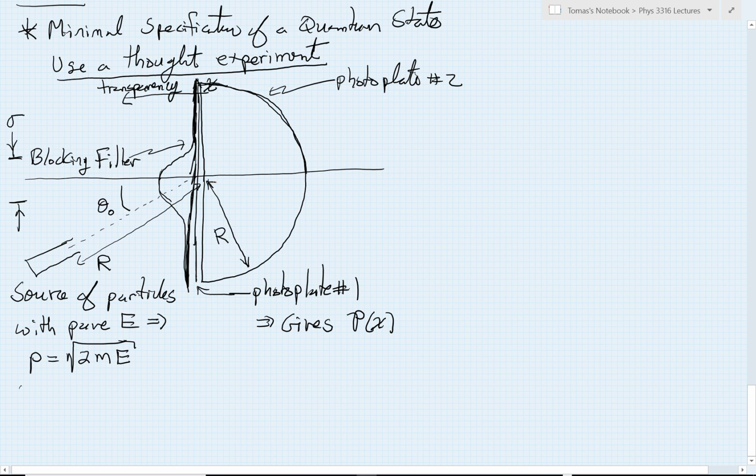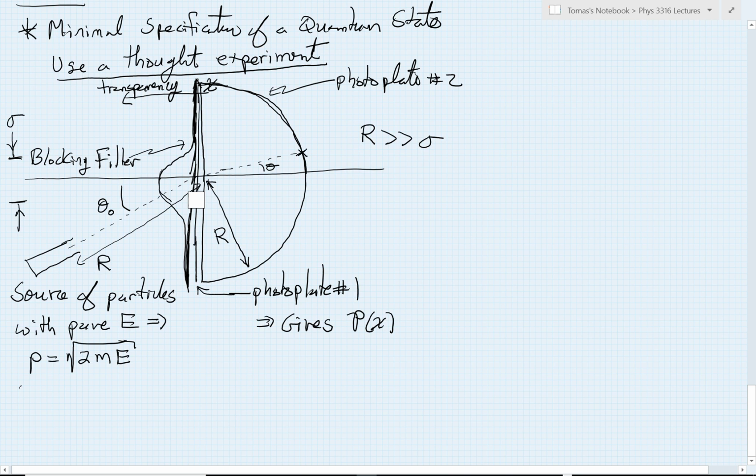The idea behind photoplate 2, as you know, is that I can measure where my particles land. By looking at, for example, the angle at which they come out, theta, that will tell me about their momentum in the x direction. I'm going to ensure for photoplate number 2 that the radius of this curved plate is much greater than sigma, which is the range in which the particles come through my filter.